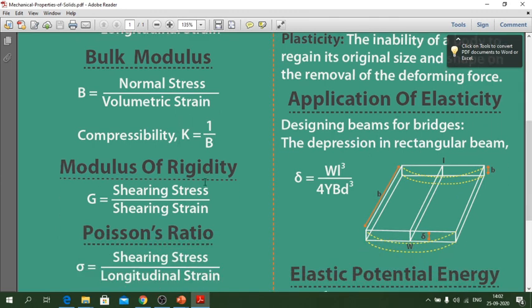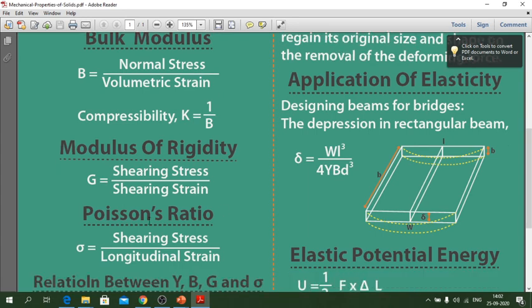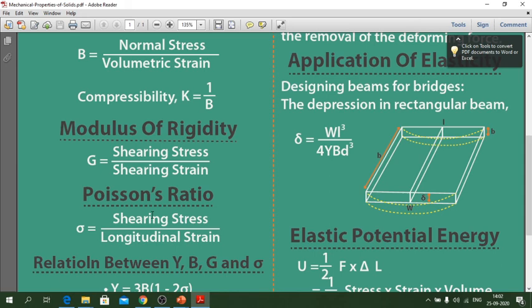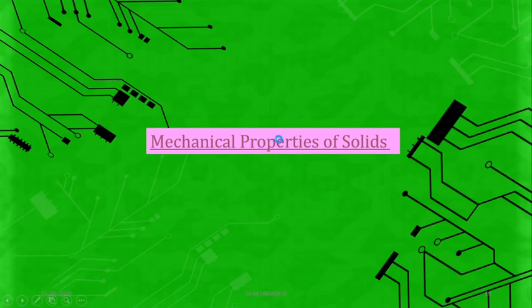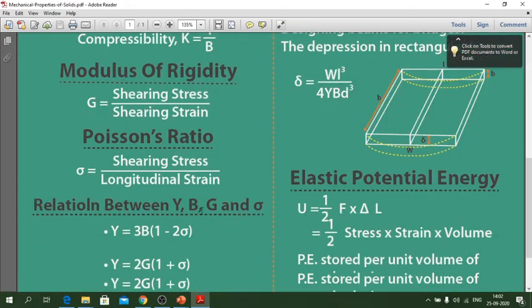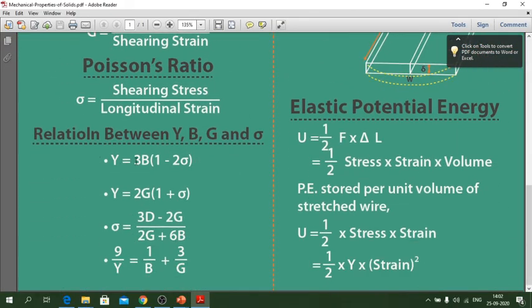Then modulus of rigidity is G, which is equal to shearing stress to shearing strain. Then Poisson ratio, sigma is equal to beta divided by alpha. Simply we can say that shearing stress to longitudinal strain. And the next one, that will give the relations between all the parameters. So that I'll discuss in the next class in detail, and we'll solve all Y, sigma and everything, we will calculate in the next class.